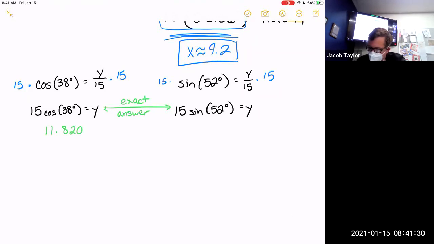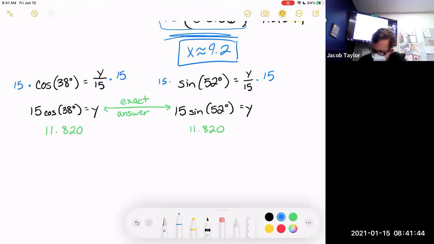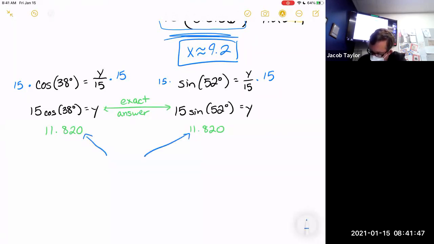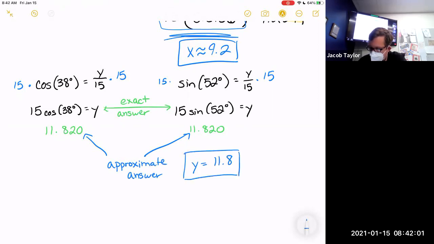Okay, Emily, Harley, 15 sine 52. 11.8216. Yep, how about that? You got the exact same answer. These are approximate answers. So I could say y equals, since I did the first one to one place after the decimal, I could do 11.8. The approximate answer is 11.8.